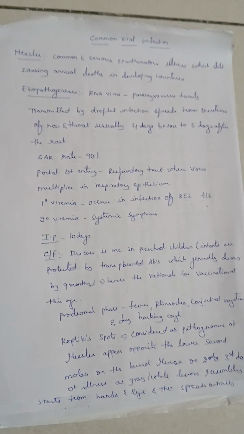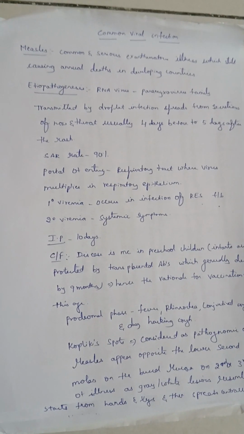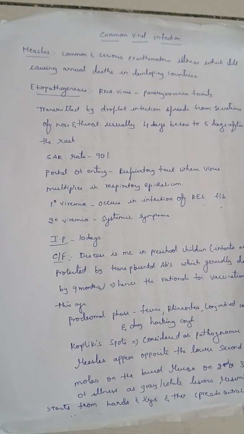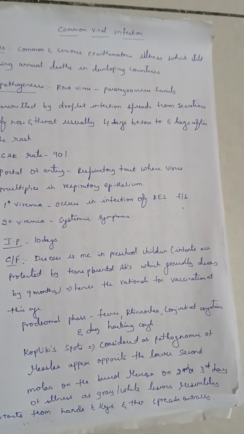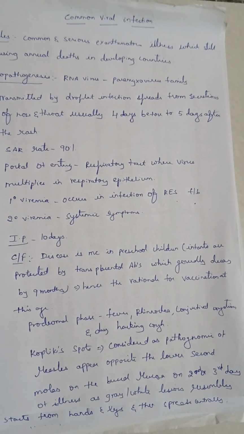The clinical features can be seen in two phases. First is the prodromal phase. In the prodromal phase, what we see is fever, rhinorrhea, conjunctival congestion and dry hacking cough.